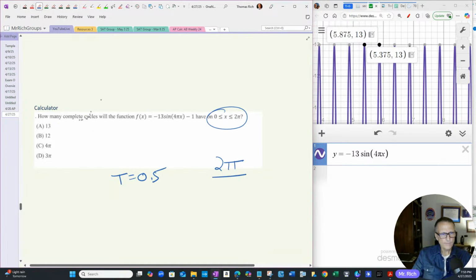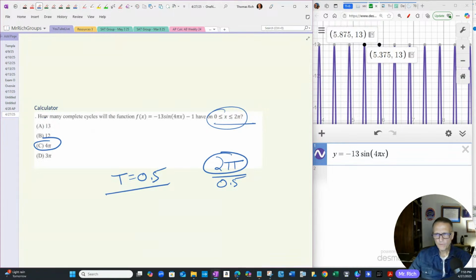Now, this is 2 pi. So how many cycles will it go through? It'd be 2 pi over 0.5. If that's how wide the period is, and you're talking about that many radians, then it would have to occur 4 pi times between 0 and 2 pi. Okay, so that's going to be my answer there.